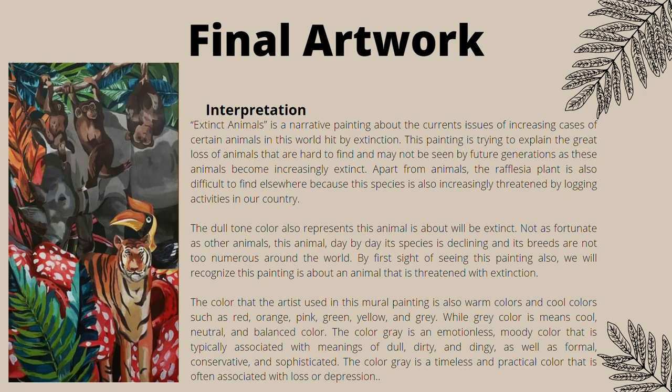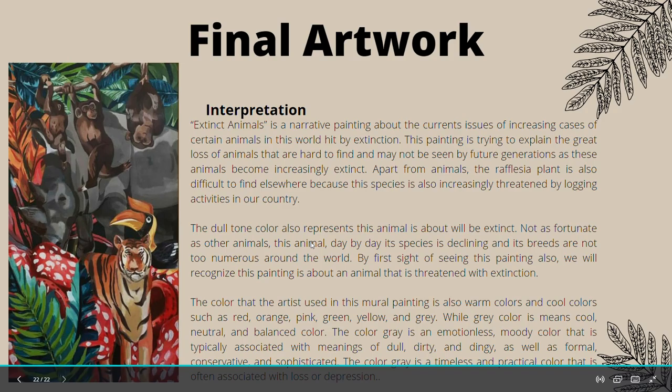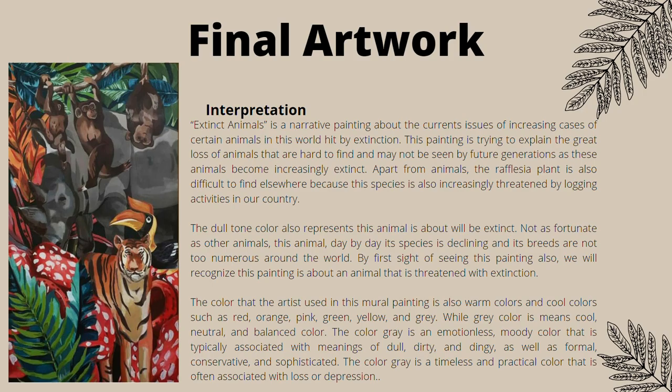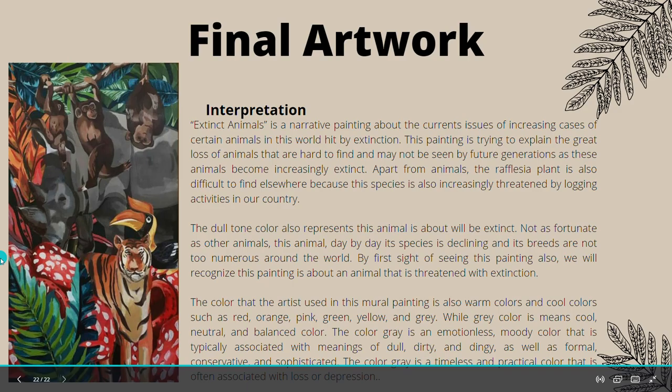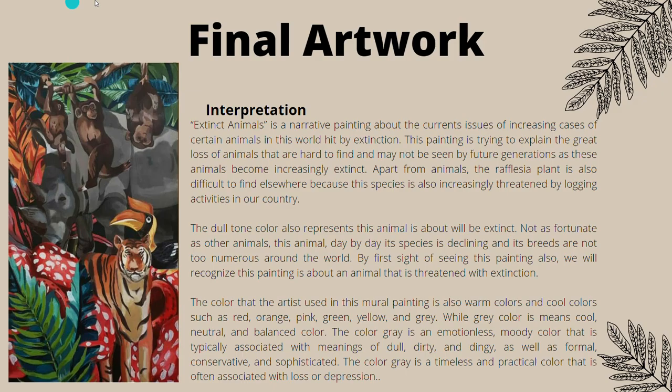The dull tone of this rhinoceros also represents that this animal is about to be extinct, not as fortunate as other animals. Day by day, this species is declining and its breeds are not very numerous around the world. At first sight of this painting, we will recognize that it is about an animal that is threatened by extinction. The colors that I use in this painting are warm colors and cool colors, such as red at this tiger, red orange at the rafflesia flowers, pink and greens at the plants, yellow at this hornbill, and also gray at the rhinoceros.